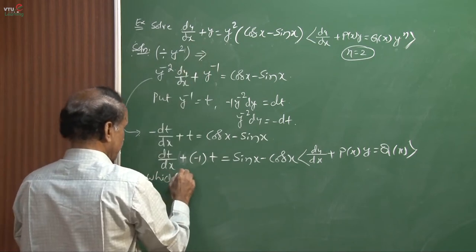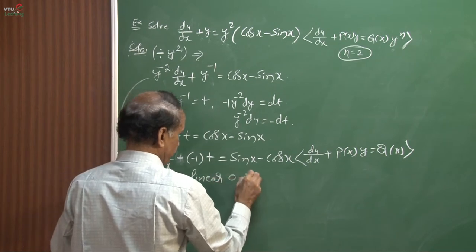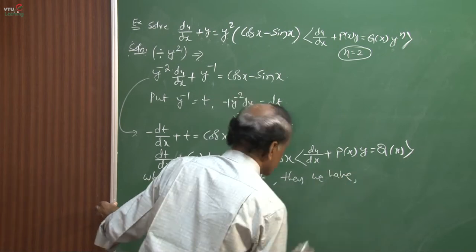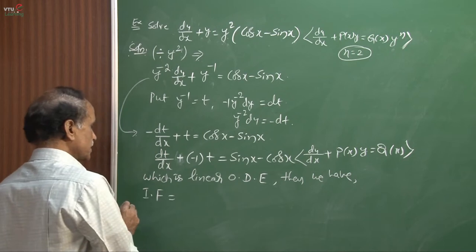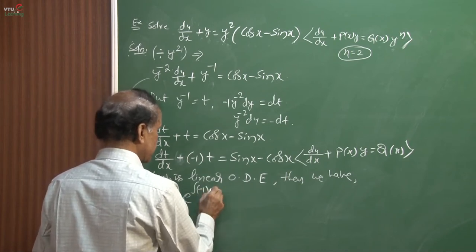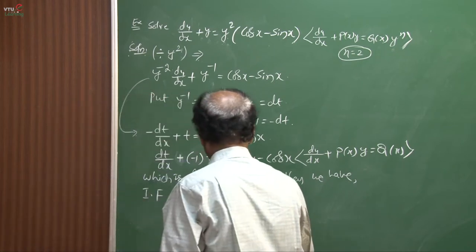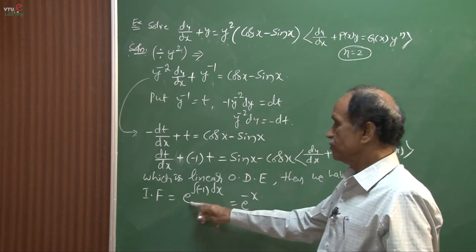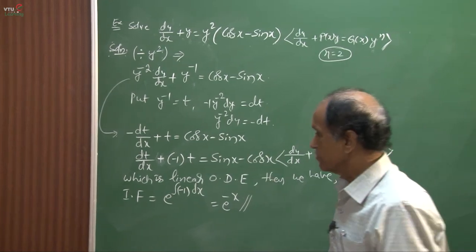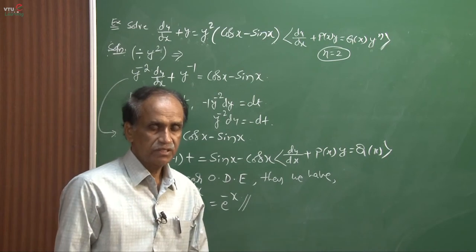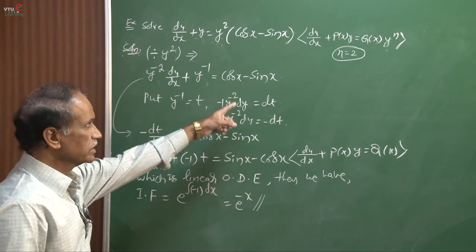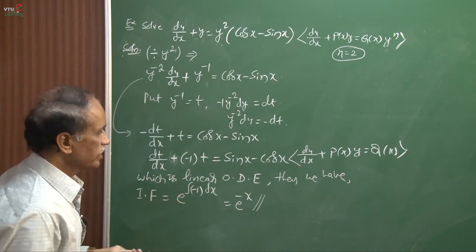Now we can write, which is a linear ODE, then we have the integrating factor. What is that integrating factor? e to the power integral of minus 1 dx, which comes to be e to the power minus x only. Verify that e to the power integral of minus 1 with respect to x is e to the power minus x. This is your integrating factor. After finding the integrating factor, we solve the differential equation using the step: dependent variable into integrating factor is equal to the function of x alone on the right side, multiplied with this exponential, and then we write the answer.